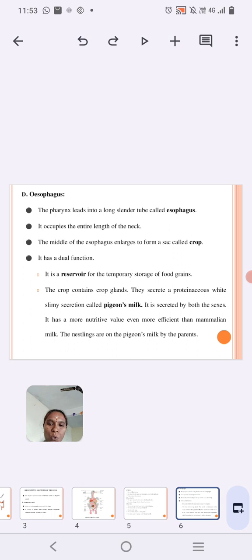The crop has two functions. The first one is a reservoir for the temporary storage of food grains. Second, the crop contains the crop gland. It secretes a proteinaceous, whitish, slimy secretion called pigeon milk. It is secreted by both sexes. It has high nutritive value, even more efficient than mammalian milk. The nestlings of the pigeons are fed by the parent.